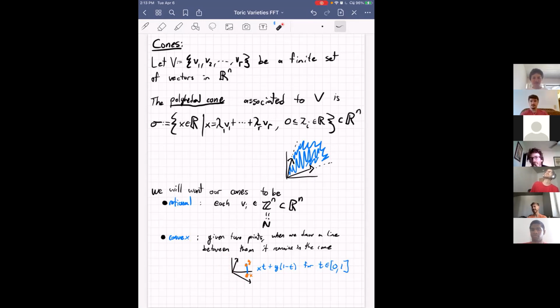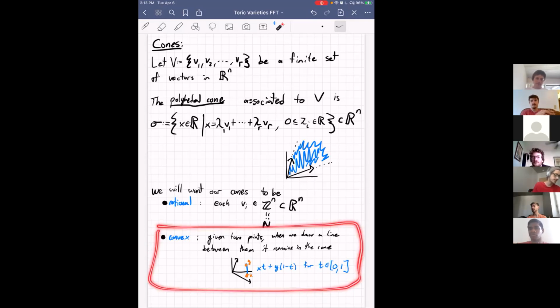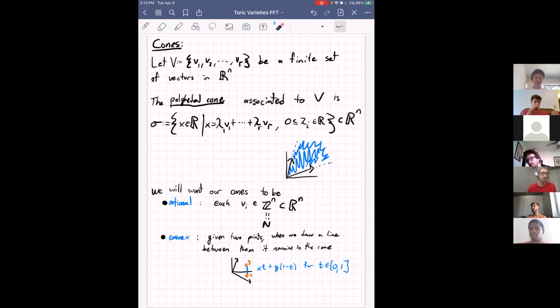There's also another type of object that you can look up called a fan, which is made up of cones, which is not necessarily convex. But the convexity thing won't have any real consequences for us. But I think it does give you a picture of what we're trying to do.